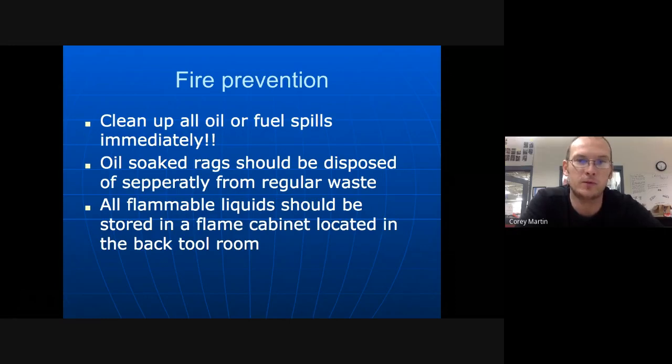All flammable liquids should be stored in a flame cabinet located in our back tool room. This is something that you'll see on that safety test. Where should all flammable liquids, such as gasoline, spray paint cans, brake cleaner, anything that's in a compressed can, be stored? In that flammable cabinet that is located within our back tool room.